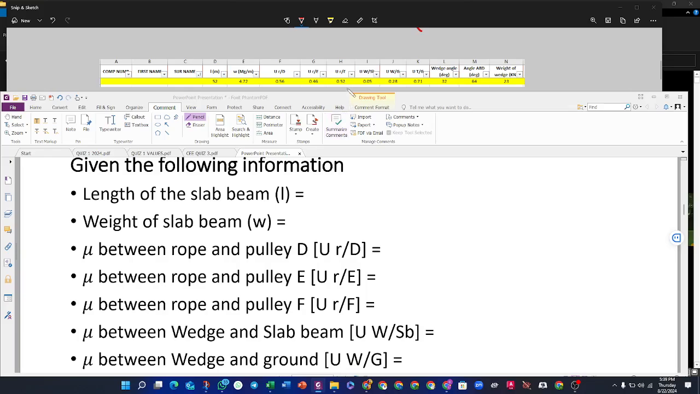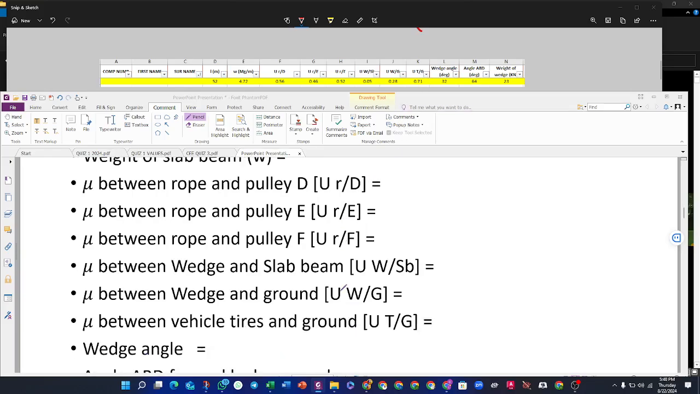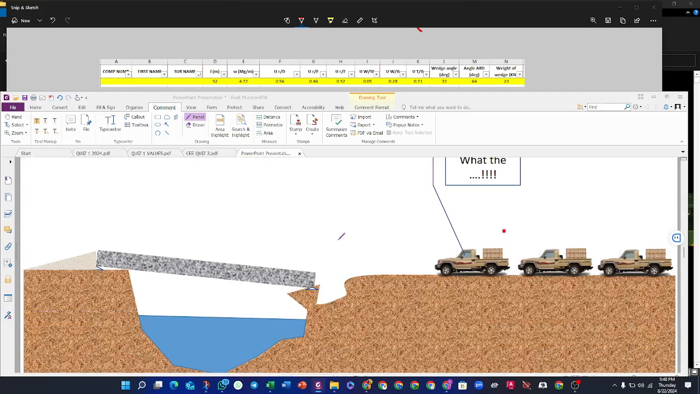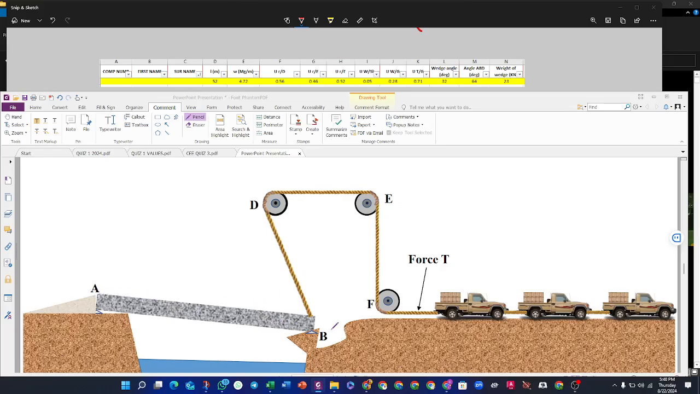Between the rope and pulley F, it is 0.52. Between the wedge and the slab, which is the bridge deck, it is 0.05. Between the wedge and the ground it is 0.28. Between the vehicle tires and the ground, it's 0.71. The wedge angle is 32. The angle ABD is 64 degrees. And the weight of the wedge itself is 23 kilonewtons.